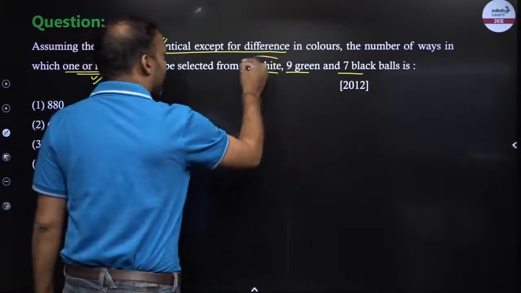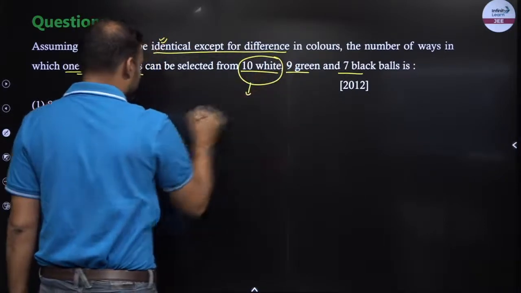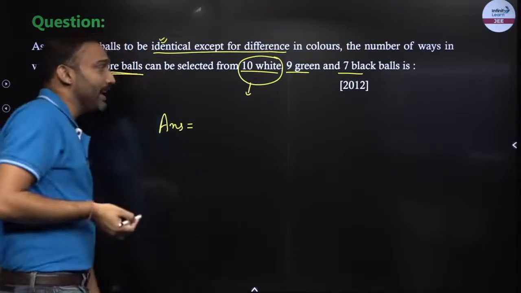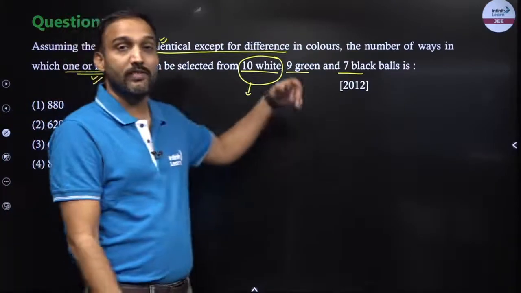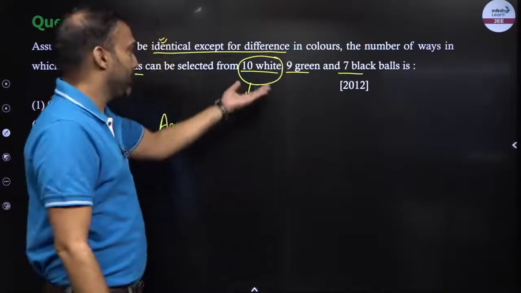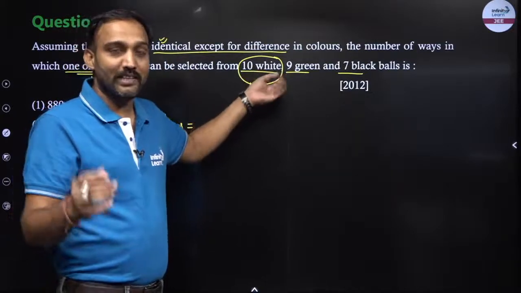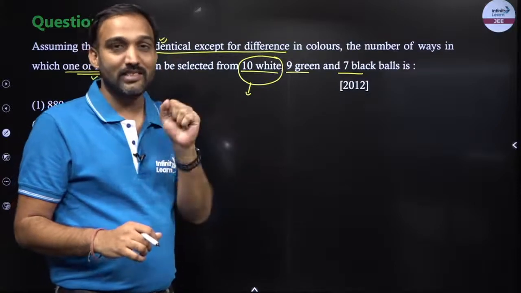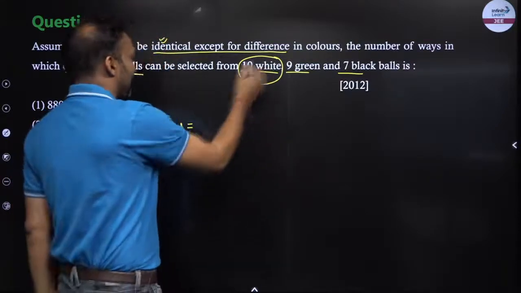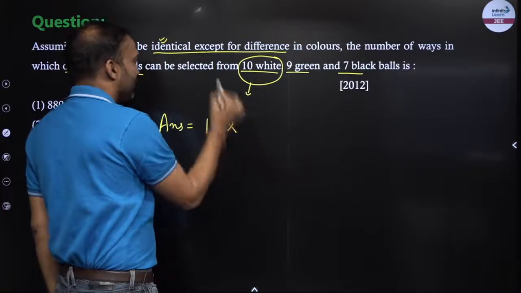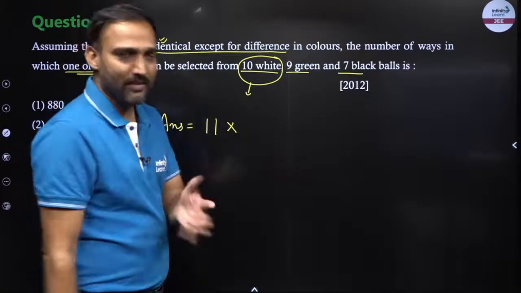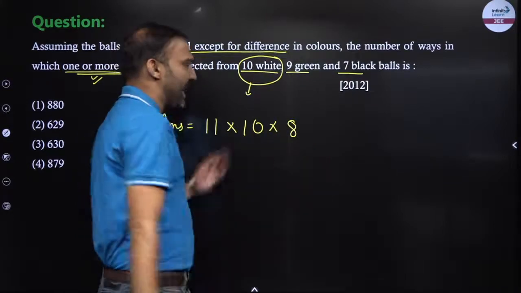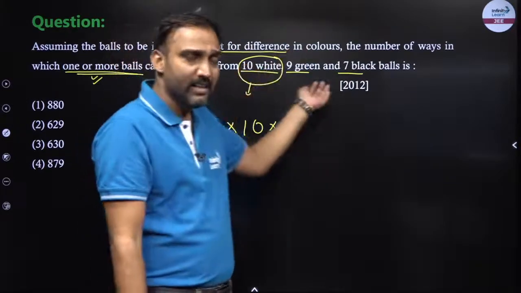So if I have to pick from 10 white balls, see, now we have comprehended the question, so we will get the answer in one step. Now, 10 white balls. How many ways are there? I can select 1 white ball, 2, 3, 4, 5, 6, 7, 8, 9, 10 or 0. So there are 11 ways available. 9 green balls, how many ways are available? 10. 7 black balls, how many ways are available? 8. And it's an 'and' condition, because I have to pick from here and here and here.